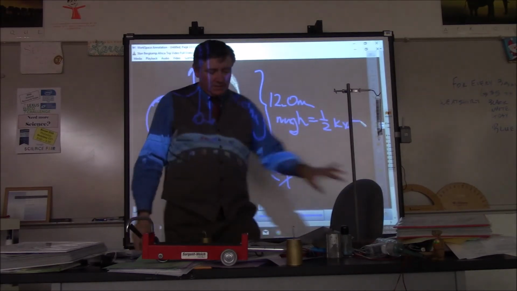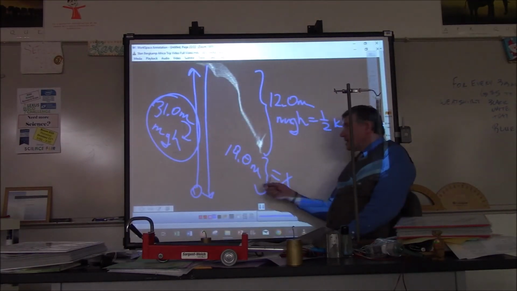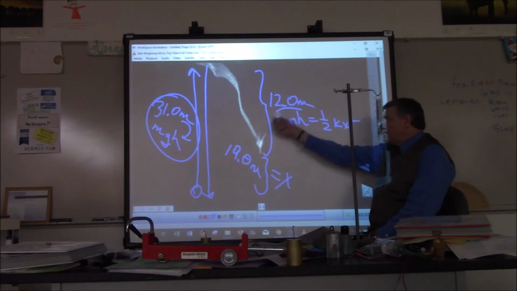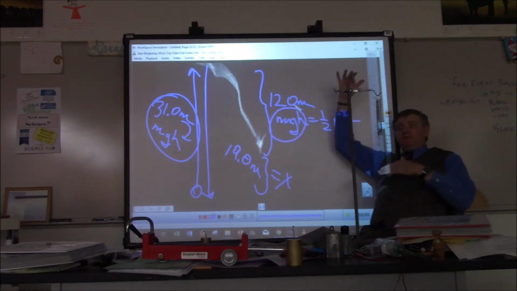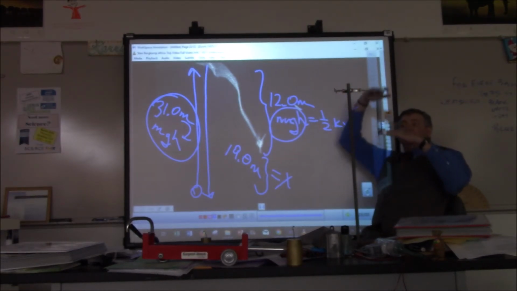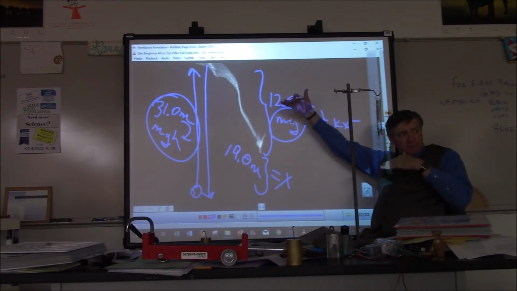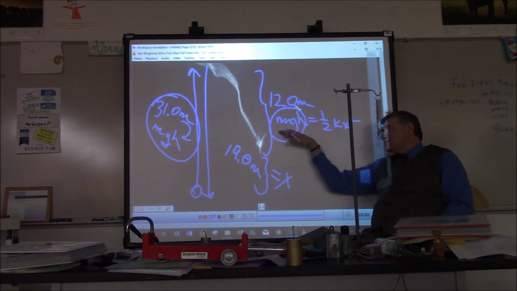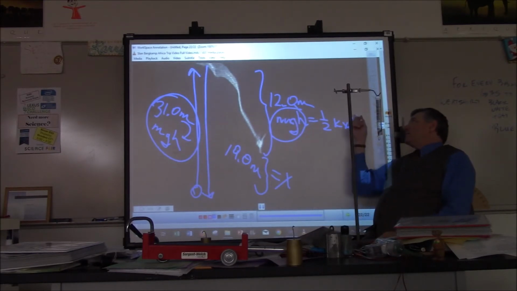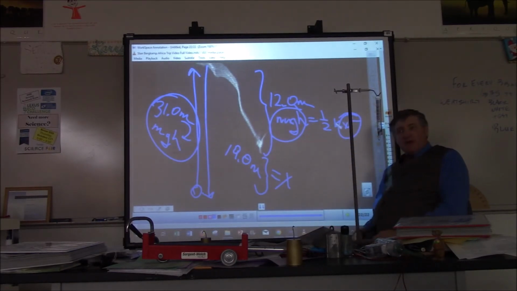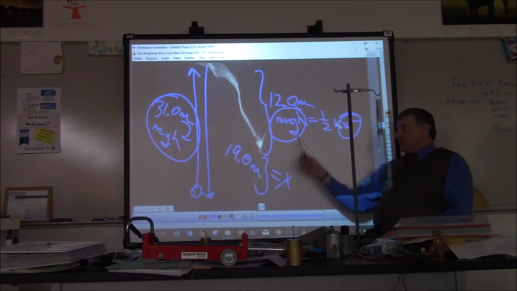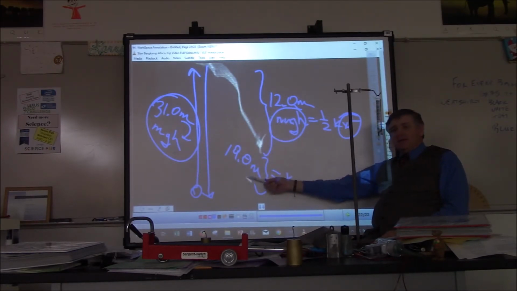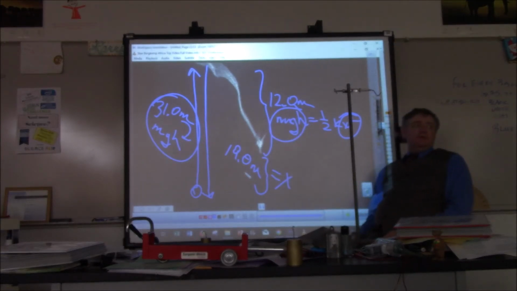Now, here's the $1,000,000 question. The 31 meters is going to be the change in height, because he's going from all the way down at the bottom, and we're going to lift him back up to the top of the railroad bridge. So this is going to be MGH using 31 meters. Question being, what do I use for X over here? Do I use the 12? Do I use the 19? Or do I use the 31?